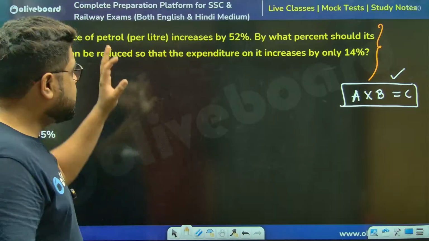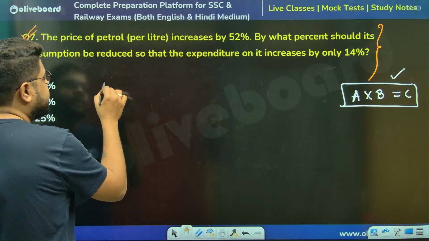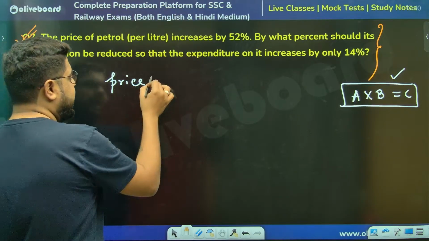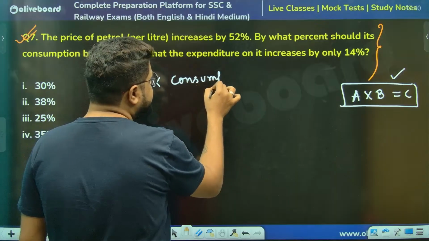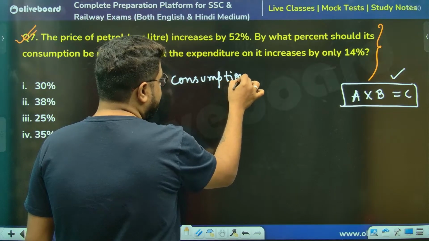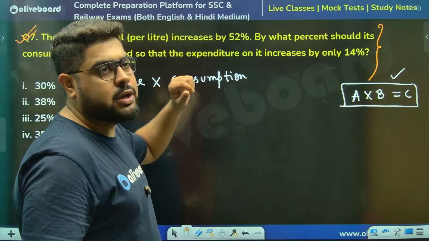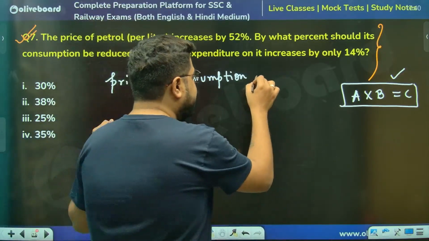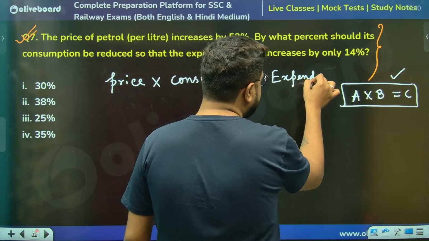Let's see how. Remember only one thing. Consumption based: whatever is the price into whatever is my consumption, meaning how much of that commodity I use. For example, petrol. What is the price into how much I use? That will be my expenditure on petrol.